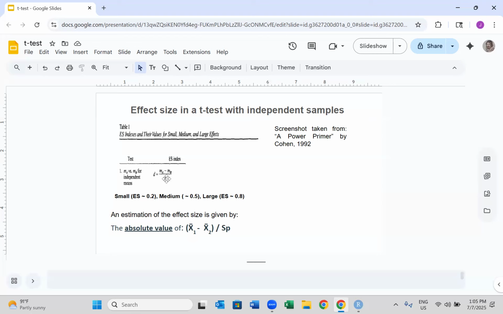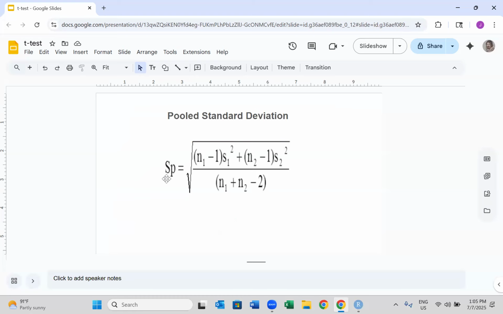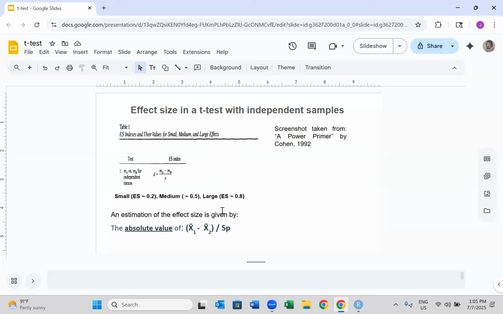The pooled standard deviation is what allows us to estimate the common standard deviation. A reminder that the pooled standard deviation Sp is computed like this, and as you can see in the formula, it combines the standard deviations from both samples. S1 squared, S2 squared, those are the sample variances, but at the end it combines the sample standard deviations from both samples.